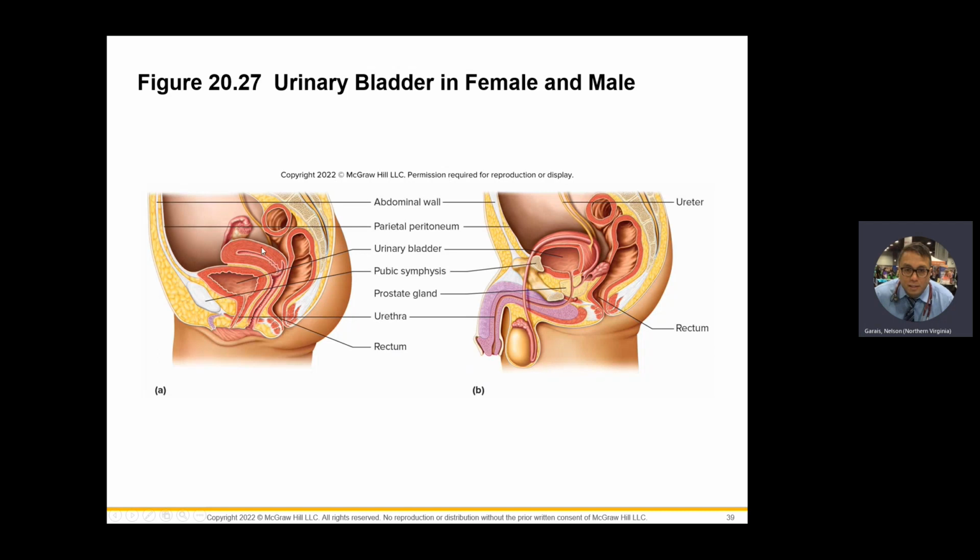You see the cervix and you see the endometrium here. If there's any cancer or any problems, right? I could feel it right in here in the rectum. Same thing with the male.